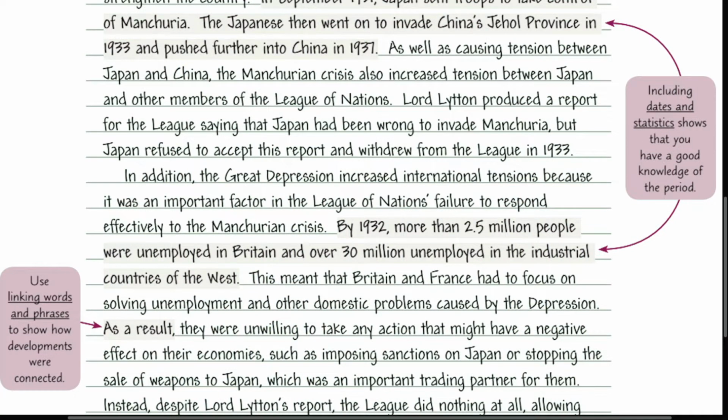Continue the reading. We're going to move on from here. As well as causing tension between Japan and China, the Manchurian crisis also increased tension between Japan and other members of the League of Nations. Lord Lytton produced a report for the League, saying that Japan had been wrong to invade Manchuria, but Japan refused to accept this report and withdrew from the League in 1933.